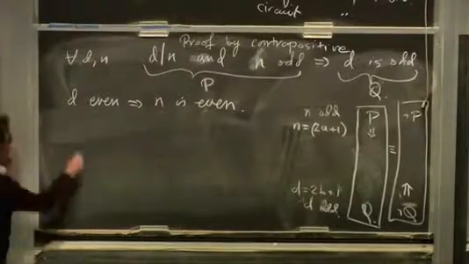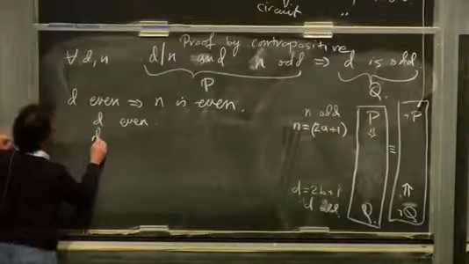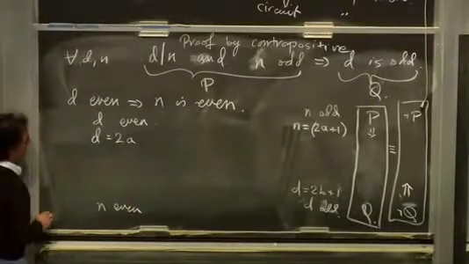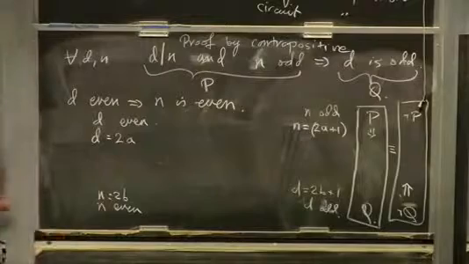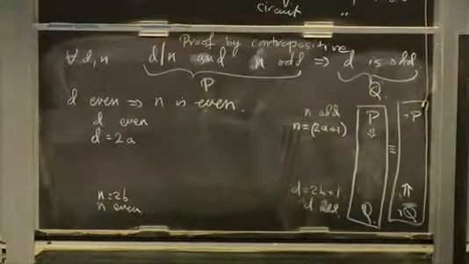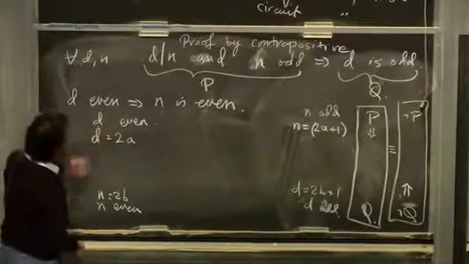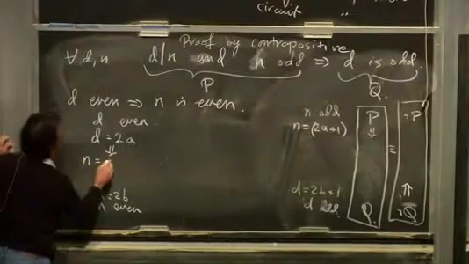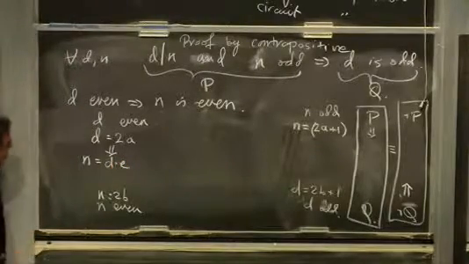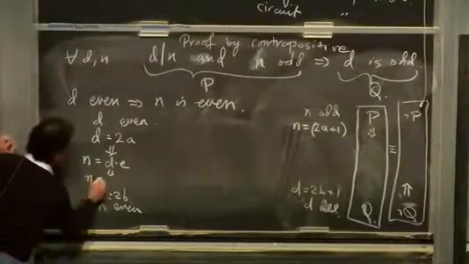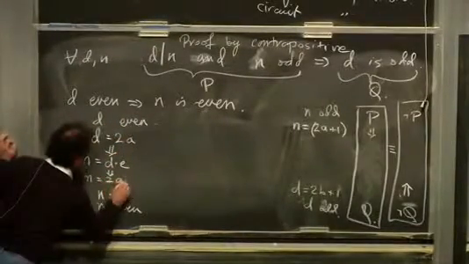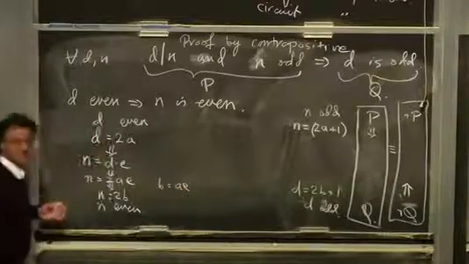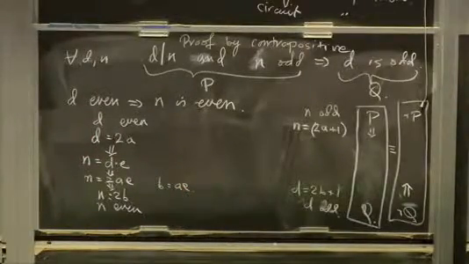Well, D is even, so D equal to 2 times A. N is even, so N equal to 2 times B. Okay. Well, D is even. We know that D divides N. So this implies N equal to D times E for some E. Implies N equal to, what's D? It's 2A, so it's 2 times A times E. Implies N equal to 2B, where B equal to A times E. Easy, right? So something strange happened here, right?